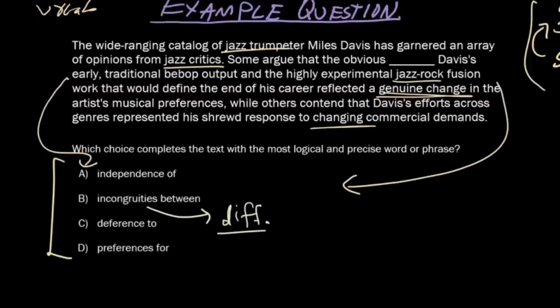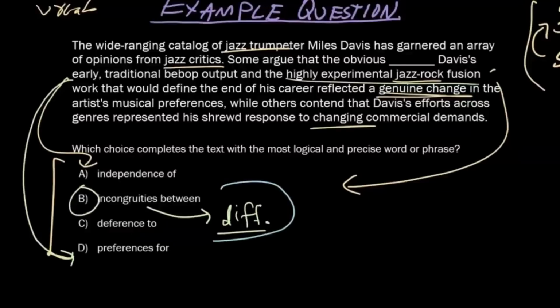All right, now deference to. Some argue that the obvious deference to Davis's early traditional bebop and the highly experimental jazz rock fusion work that would define the end of his career reflected a genuine change. Well, deference to doesn't really make sense there. He's not deferring to anything, right? If anything, he's deferring to this because that's what he eventually switches to. Some argue that the obvious preferences for Davis's early traditional bebop and the highly experimental jazz rock fusion work that would define the end of his career reflected a genuine change. Well, preferences for doesn't really make sense either, especially because if he had a preference for this, he wouldn't choose a switch, right? So the answer should be this one, just out of process of elimination here, right?